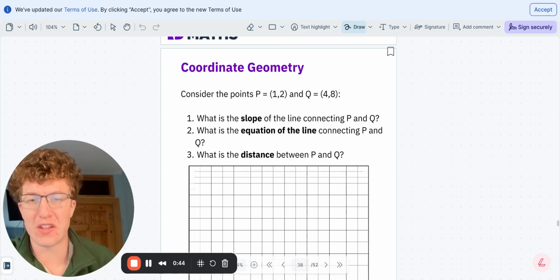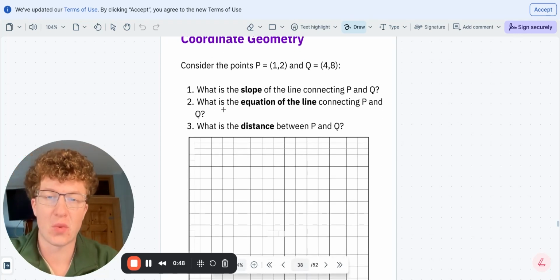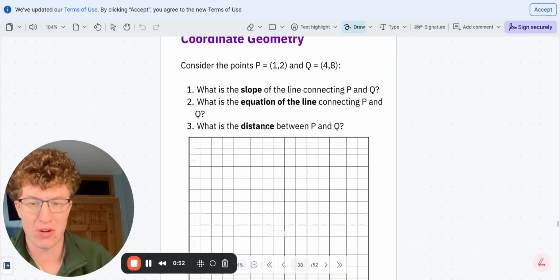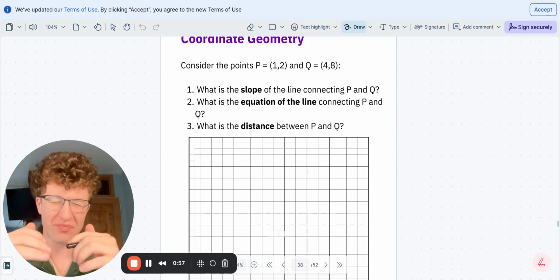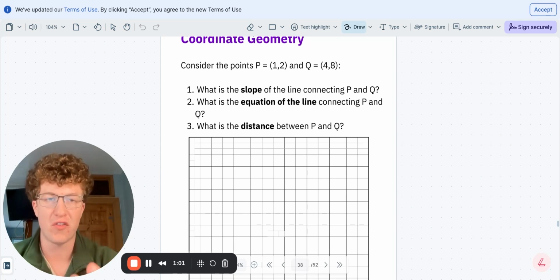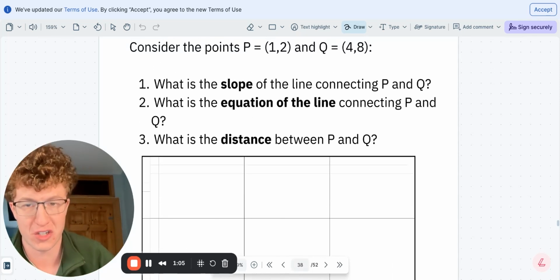First question here. We have the 2 points. P is 1, 2, and Q is 4, 8. And we're asked to get the slope, equation of the line connecting the points, and the distance between the points. Again, these are all in your log tables. If you're getting the slope, equation of a line, distance formula, you should know the formulas, but they're in your log tables. So always, always, always go back to your log tables if you're unsure.